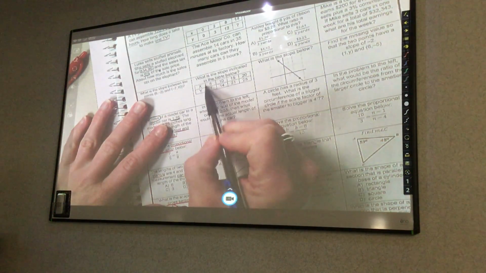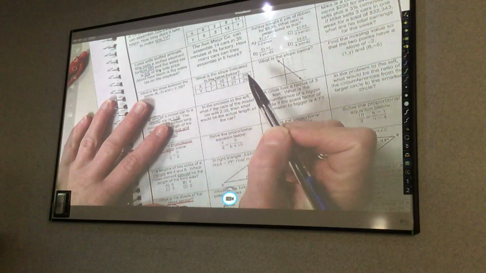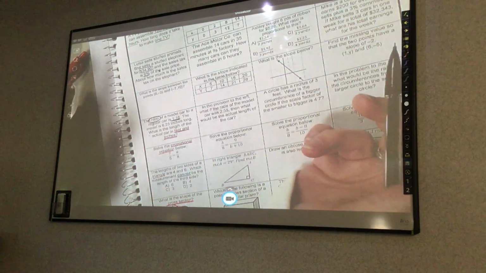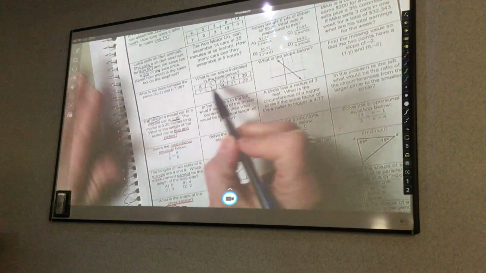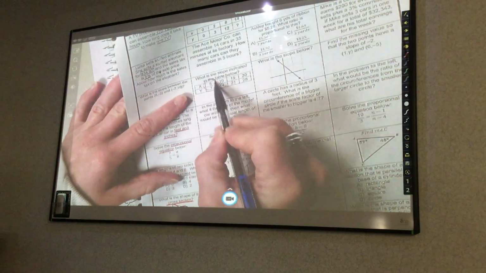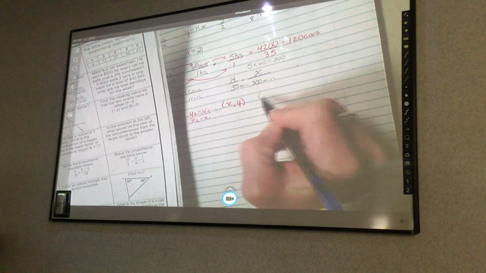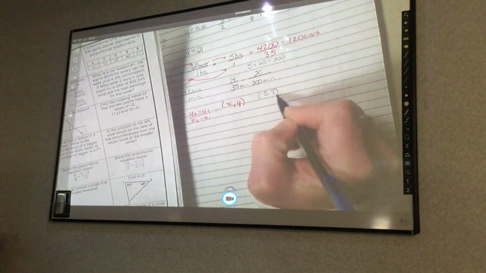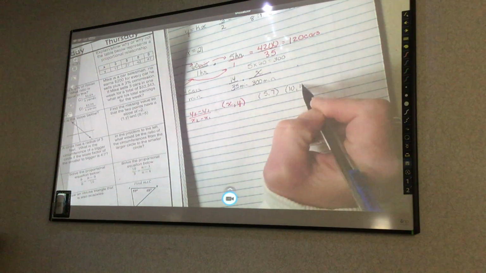I can pick this is point 1 and this is point 2. It doesn't matter which ones you pick. I'm gonna do this one because it's kind of easy. So this is my point 1, so point 1 is 5 comma 7, point 2 is 10 comma 14.